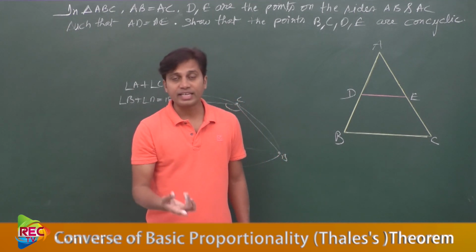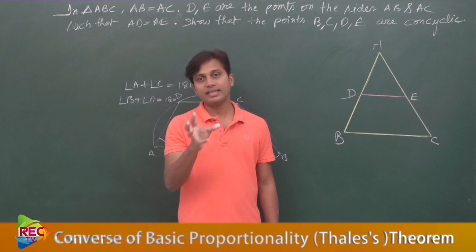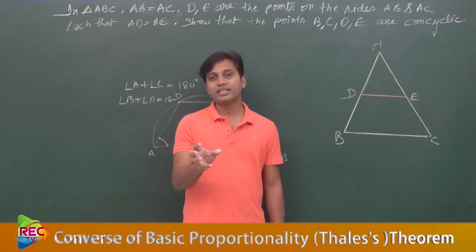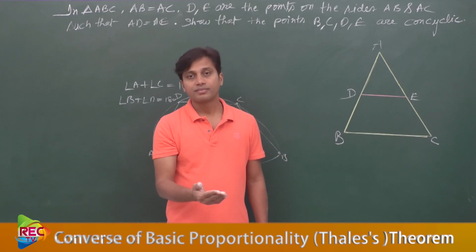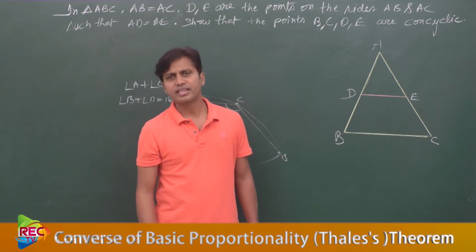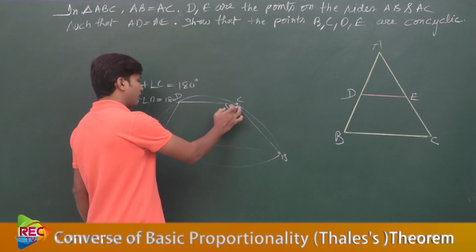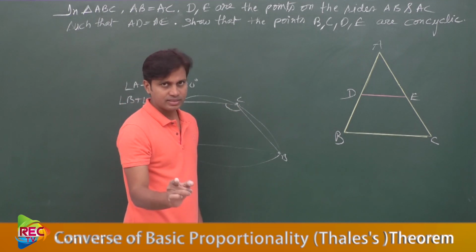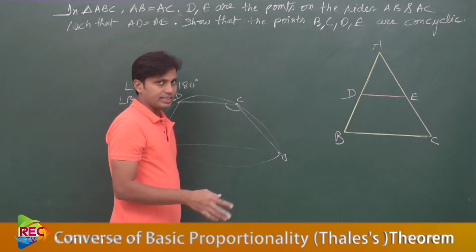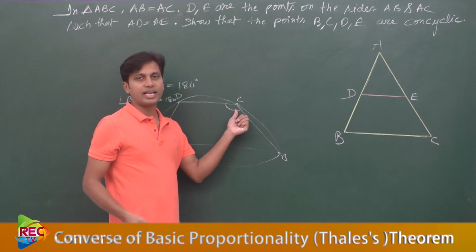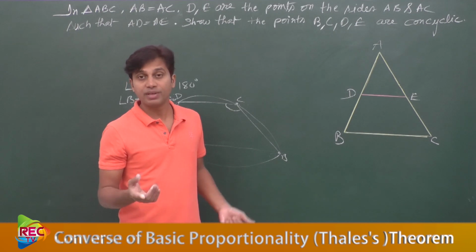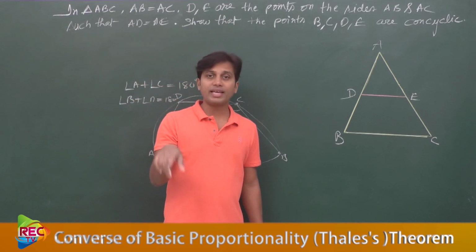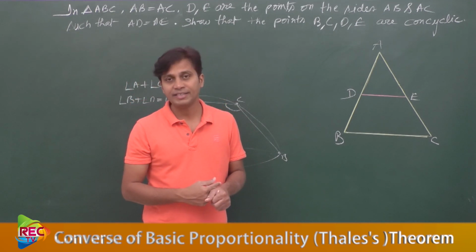How to show that it's a cyclic quadrilateral? There is a rule, a property. What is that property? If opposite angles of any quadrilateral are supplementary, then that is a cyclic quadrilateral. So here, if A plus C is 180 degrees or B plus D is 180 degrees, obviously when one pair of opposite angles is 180 degrees, the second pair also will be 180 degrees because the sum of all angles is 360 degrees in a quadrilateral, right?